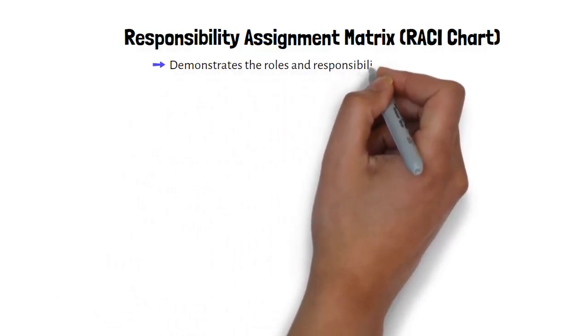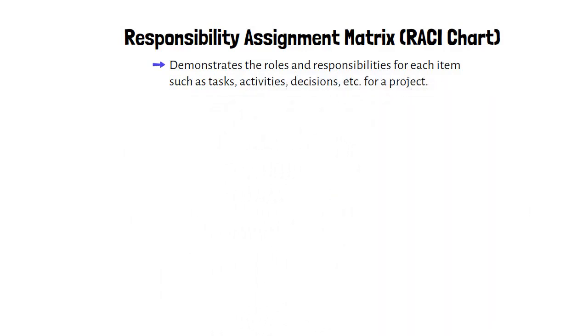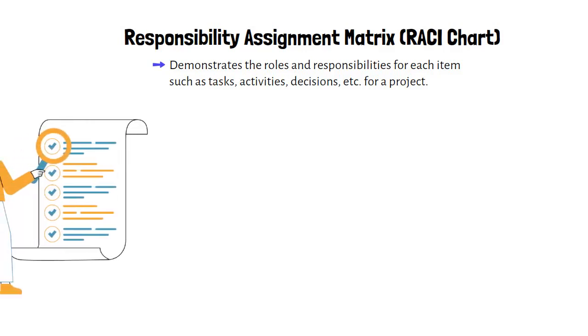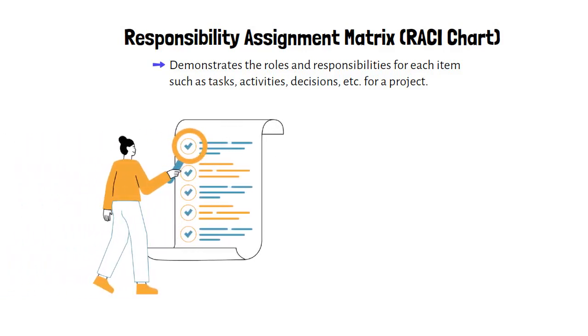Responsibility Assignment Matrix, RACI chart, explained. A RACI matrix is a chart that demonstrates the roles and responsibilities for each item, such as tasks, activities, decisions, etc. for a project. It is used to clarify who is responsible for which task at which level. Thus, you can get rid of a number of issues that originated from poor communication.